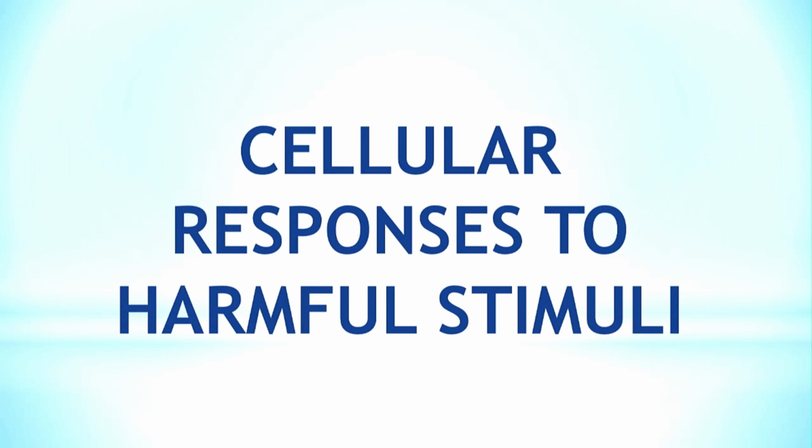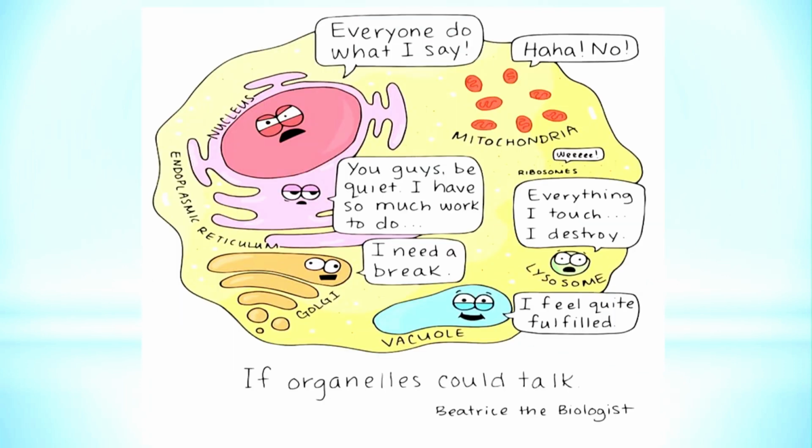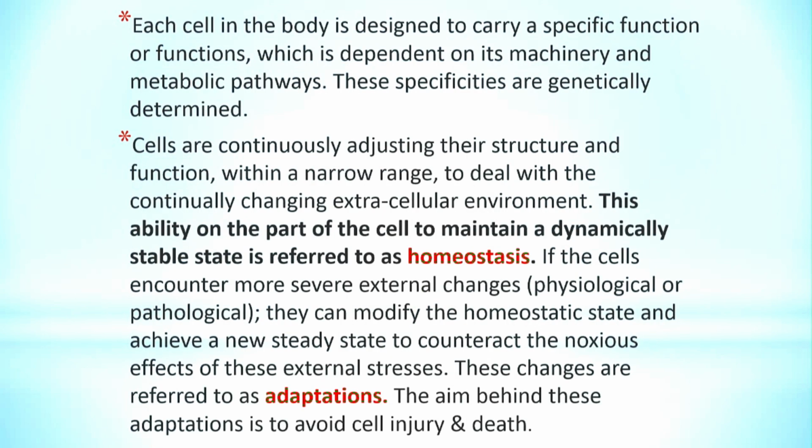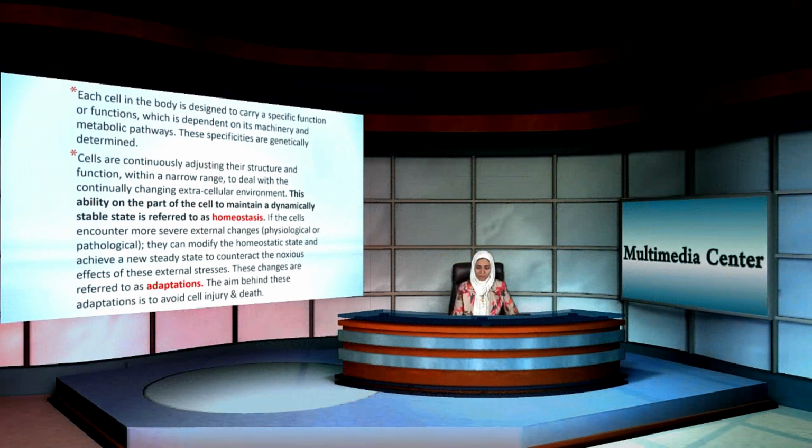At first, we should know the cellular response to harmful stimuli, which is the basis of our lecture today. The cells have different organelles, and each cell in our body carries specific functions, depending on machinery and pathological pathways. The cells continuously adjust their structures and function within a narrow range to deal with the continually changing extracellular environment. This ability on the part of the cell to maintain a dynamic stable state is referred to as homeostasis.